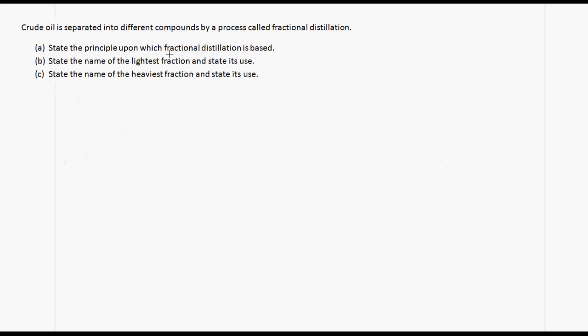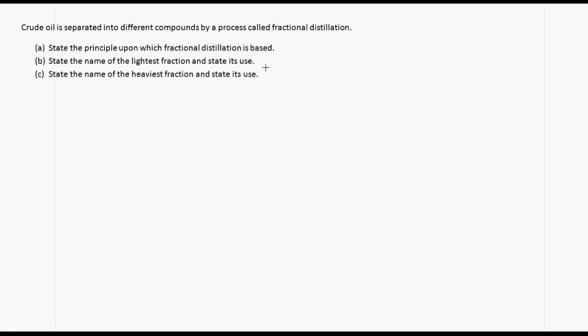Crude oil can be separated into different compounds by a process called fractional distillation. State the principle upon which fractional distillation is based. Now, crude oil is a mixture of different compounds, and each compound has a different boiling point. And it is because of this that we can use fractional distillation to separate the different compounds.